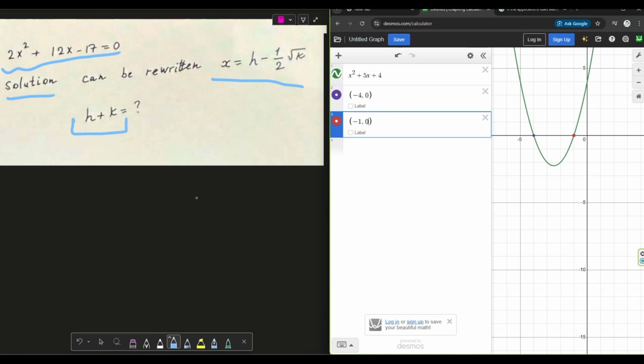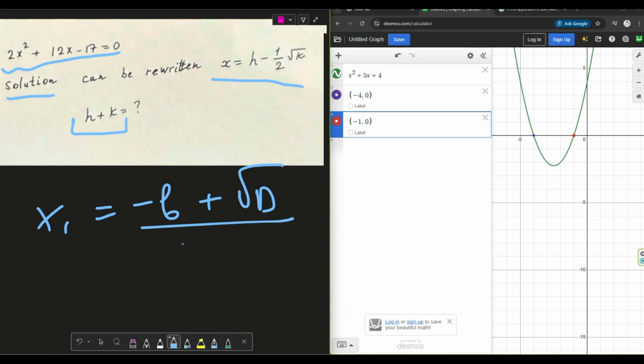And now, if you were to solve it by hand, you would find your solutions. Let's say you have two solutions. x1 would equal negative b plus, let's say plus the square root of the discriminant, divided by 2a.